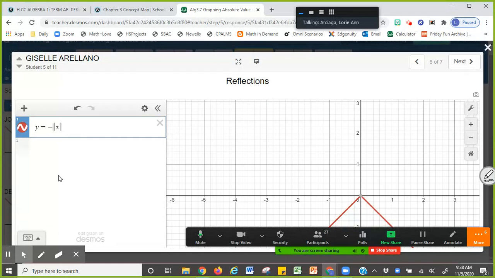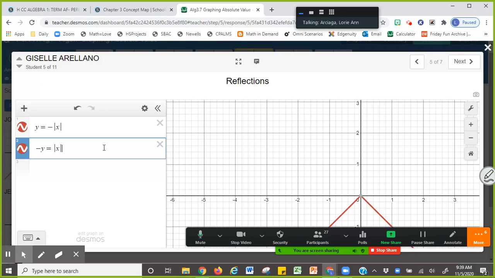Alyssa also put a negative. Yes, so put a negative on the y. So if I do negative y equals absolute value of x, that will be the same thing, right? Alyssa? It has the same effect, but we just wanted to get the y by itself, honey. So I put it on the right-hand side. Did that make sense? Okay, good. Awesome, you guys.